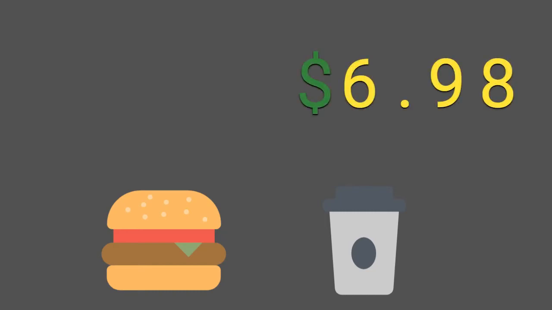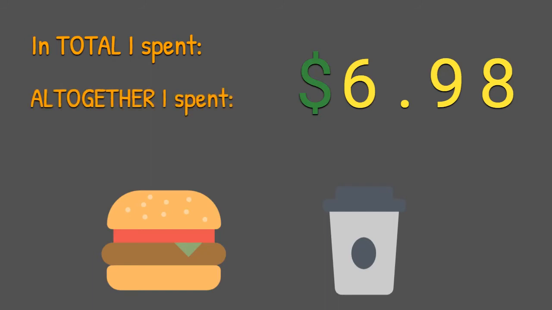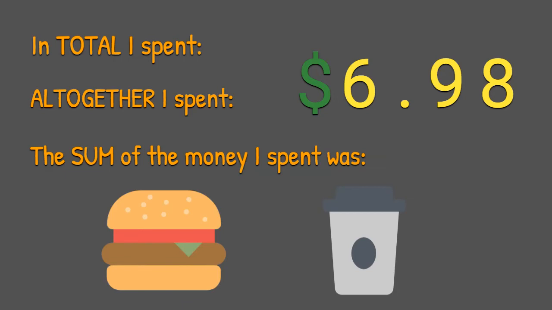So now that we've calculated the solution, it's always nice to write the answer really neatly for your teacher to be able to read it, because we're teachers and we like that kind of thing. So a way you could write this would be, in total, I spent $6.98, or altogether, I spent $6.98, or you could even write, the sum of the money I spent was $6.98, although I'm not a huge fan of that particular sentence.